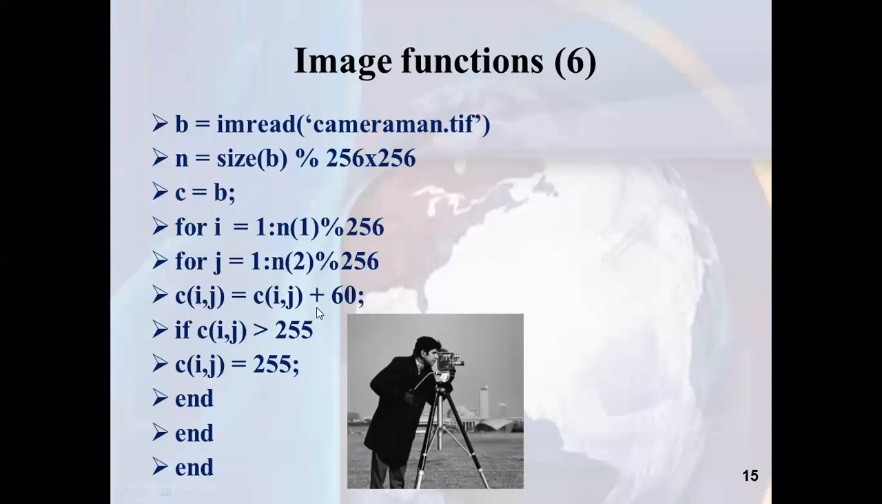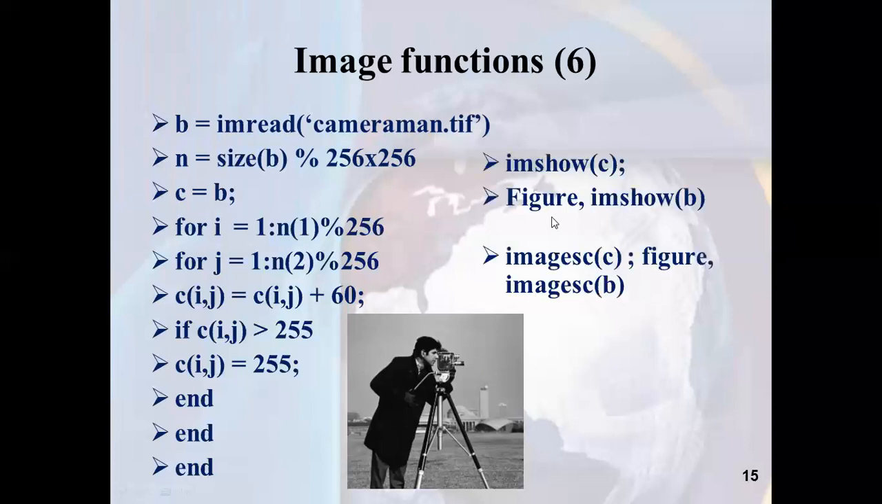Now, what happens if we add a number to the colors? If we have a color, for example, 40, and we add 60, it's 100. What is its impact on the image? In fact, as we know, lower values mean black colors. Higher values mean light colors. So if we increase the values of each pixel, it means the image becomes lighter than the original image.